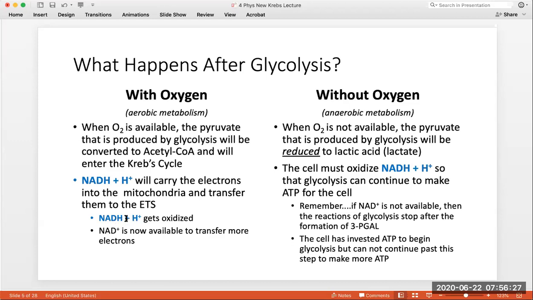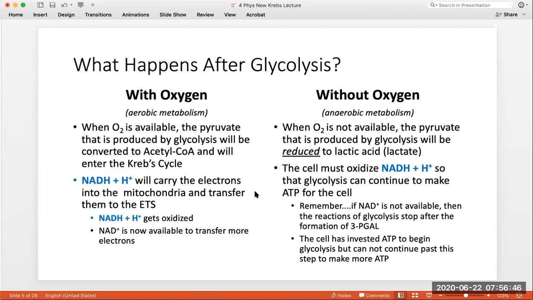NADH plus H plus transfers its electrons to the electron transport system, and then this gets oxidized. So now you have regenerated the oxidized version of your electron carrier. This can move freely back and forth across mitochondrial membranes, so it can move into the cytoplasm where it can be used again in glycolysis.